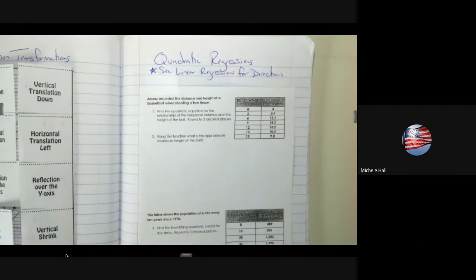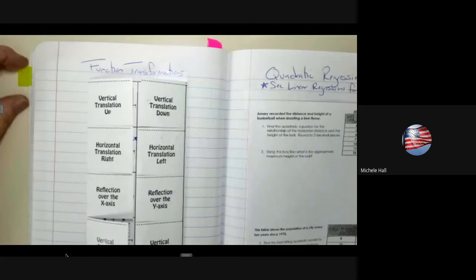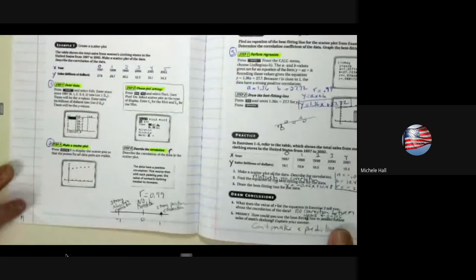Quadratic regressions. We have already done linear regressions, and if you don't remember the steps to doing a linear regression, then you should look back in your notes, maybe put a tab there. I'm on page 14 myself right now, so that means that was early in the beginning. We performed linear regressions. The steps are right here.